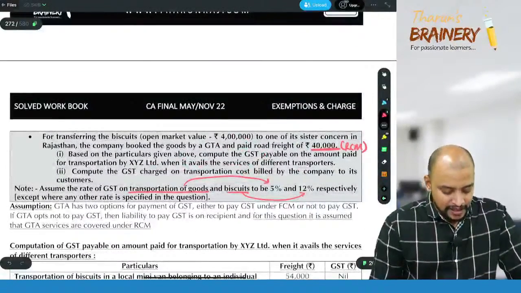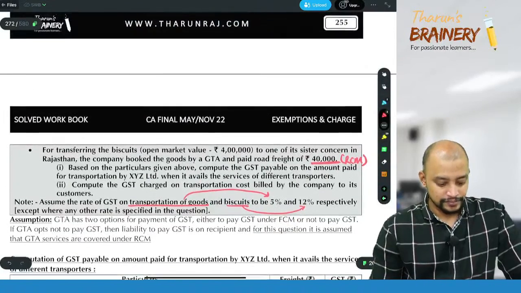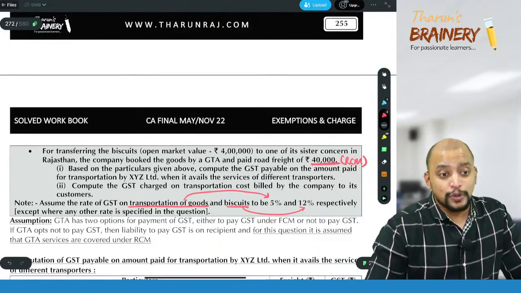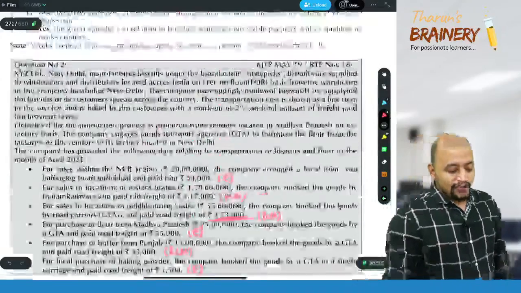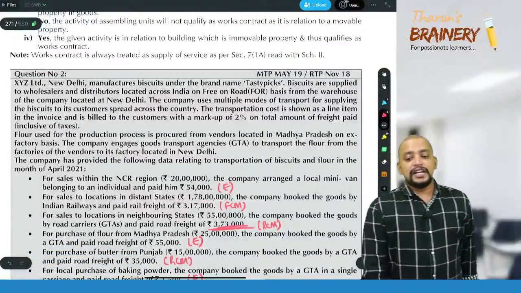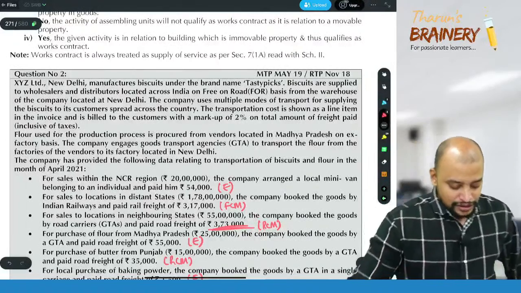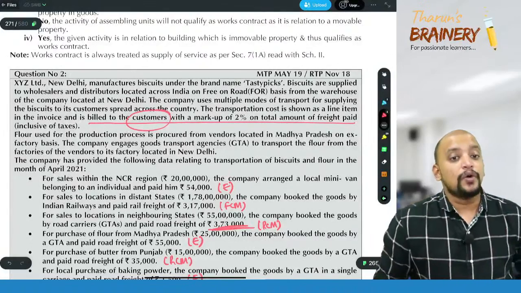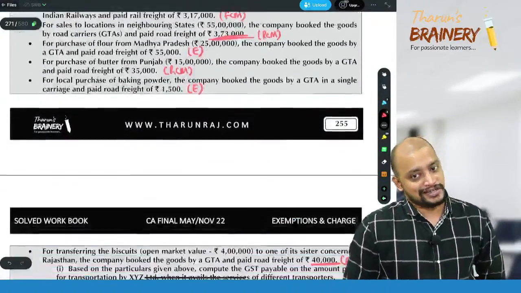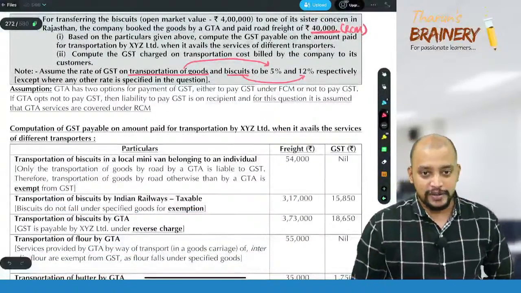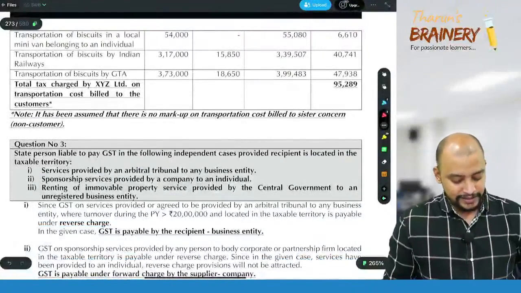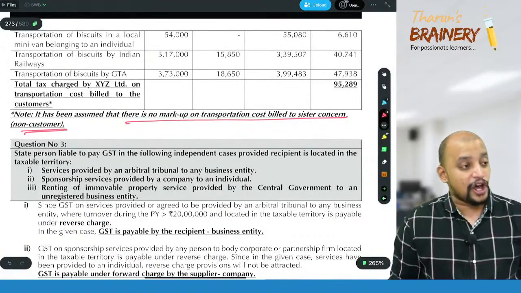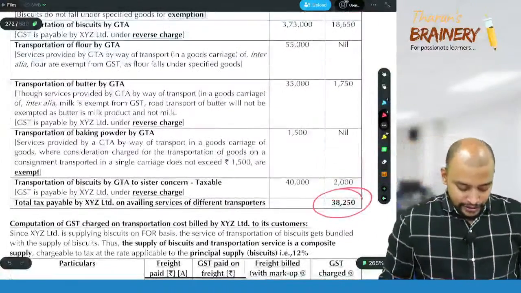That is one question. Exactly, that is my question. Whether we will add that 40,000 plus 2% markup and charge. Go to the first paragraph. In that first paragraph, see the wording that is given. The invoice and billed to the customers with a markup of 2%. Billed to the customers. Only to the customers we do that, not to the sister concern. Therefore, that GST liability will not come. That is why I have not given that. So, there is no markup on transaction cost billed to sister concern because they are non-customers.